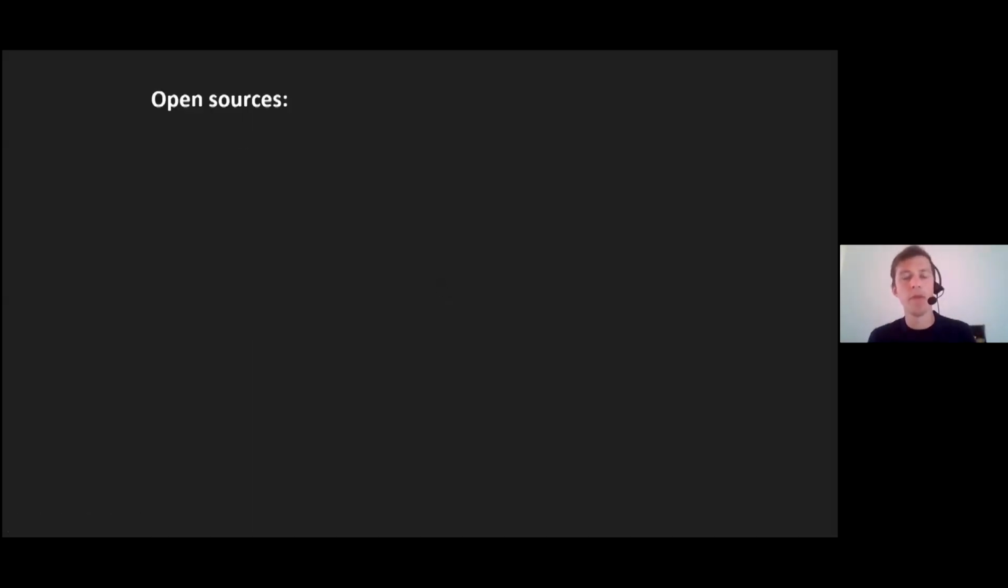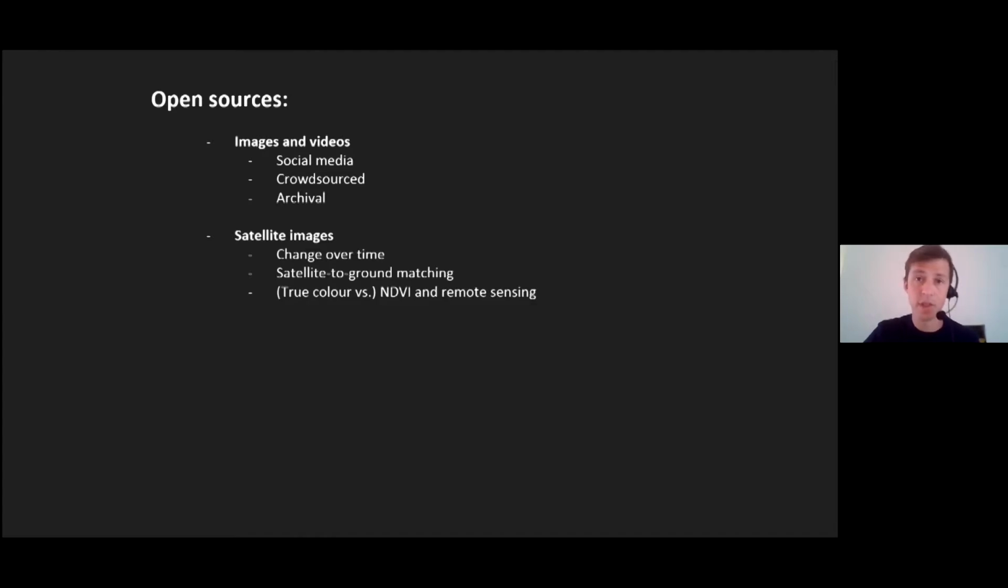Okay, so what do we mean by open sources? First of all, open sources are images and videos most commonly, but also satellite images. In satellite images, we can read changes over time. What did something look like from the air in the past and today? We can look at things like satellite to ground image matching, and this is something that we'll try in our research exercise, understanding what things in ground level images look like from above.